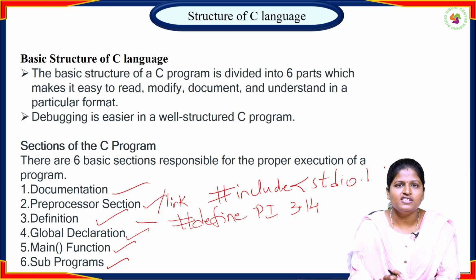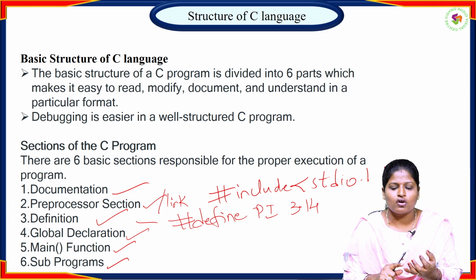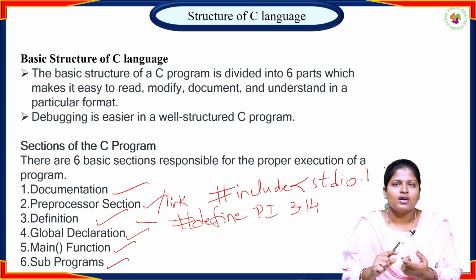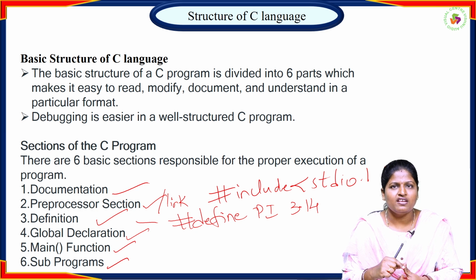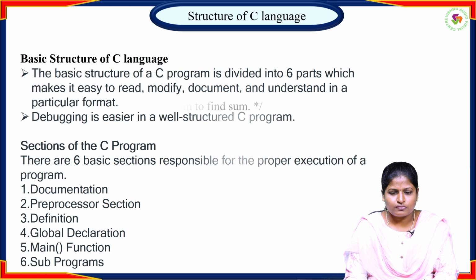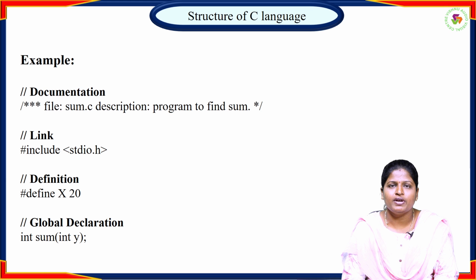These are the 6 steps which we need to follow for the structure of a C program: documentation section, preprocessor section, definition section, global declaration section, main section and subprogram section. Now let us see an example for the structure of a C program.